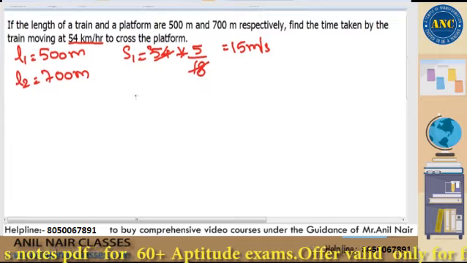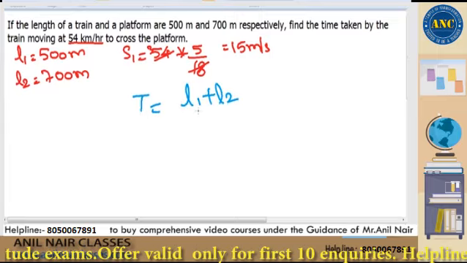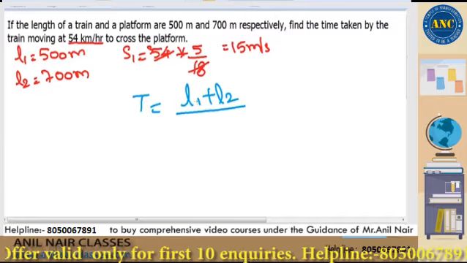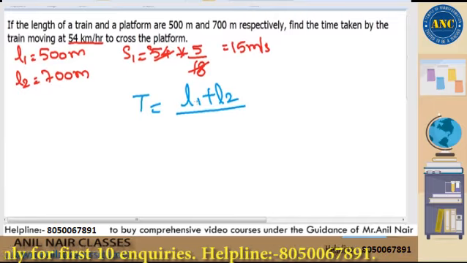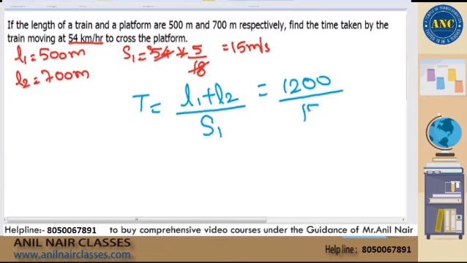This is the second condition where it is a platform. So time is L1 plus L2 divided by S1, because only the train is moving, the platform is not moving. So L1 plus L2 is 1200 divided by S1, which is 15. 15 into 8 is 120. So it is 80 seconds. I hope everyone is clear, sir.